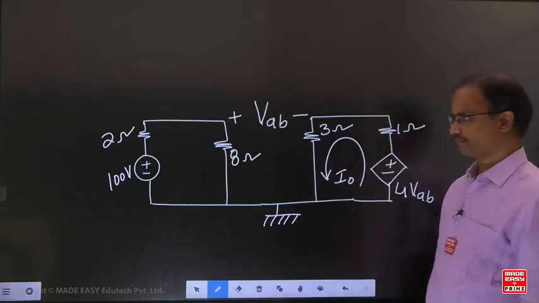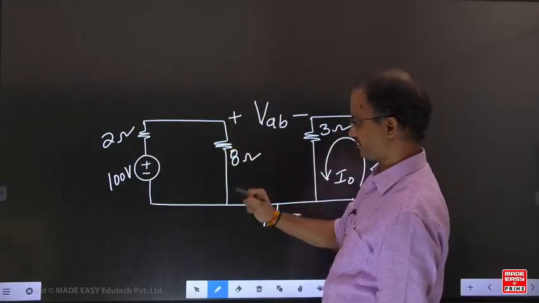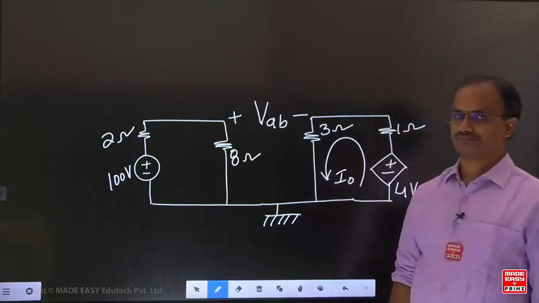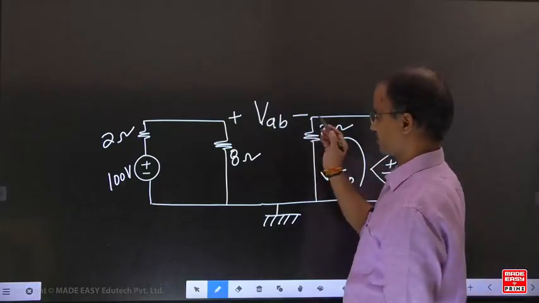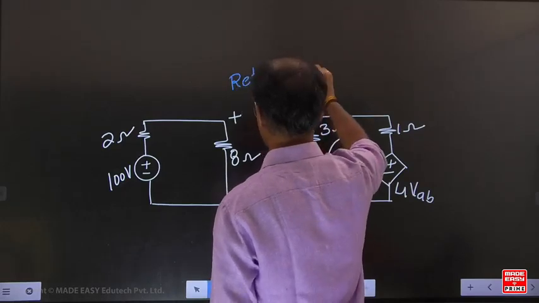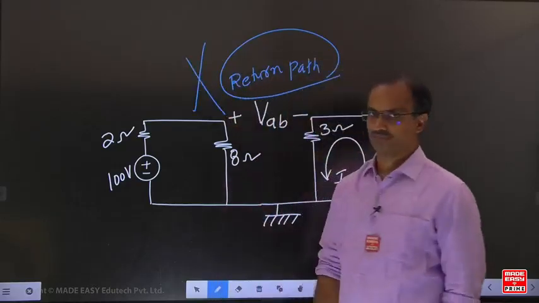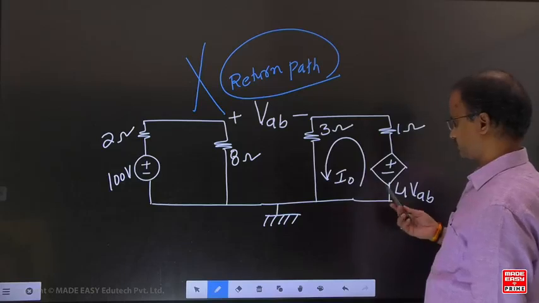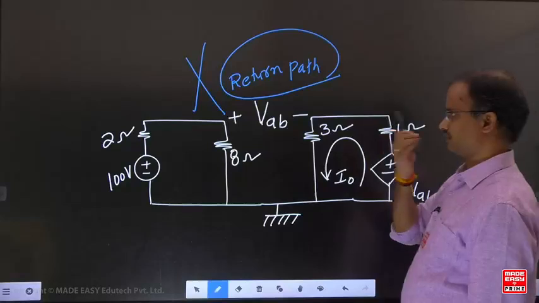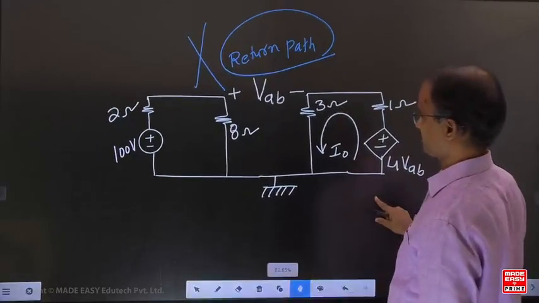Now the corresponding example. Due to the voltage source, if any current is coming here, it cannot go to loop 2, because no return path exists. Due to this voltage source, if any current is coming here, it cannot go to loop 1, because no return path exists. That means loop 1 and loop 2 both will operate independently.